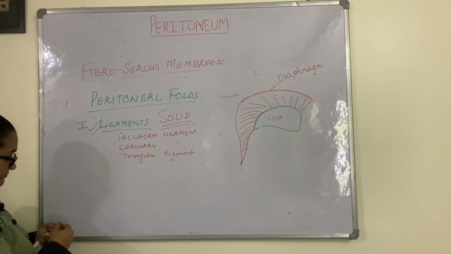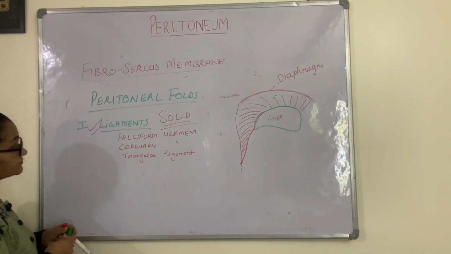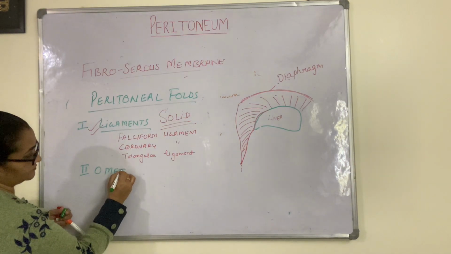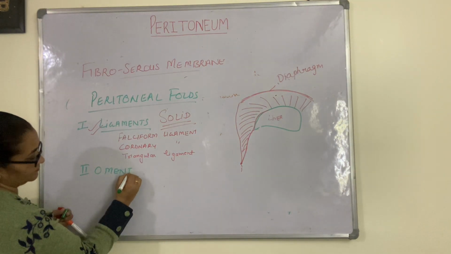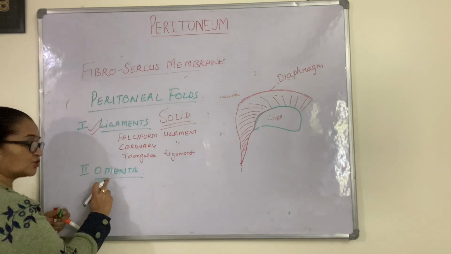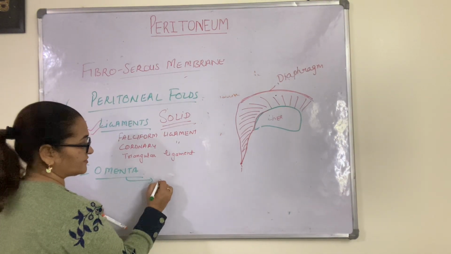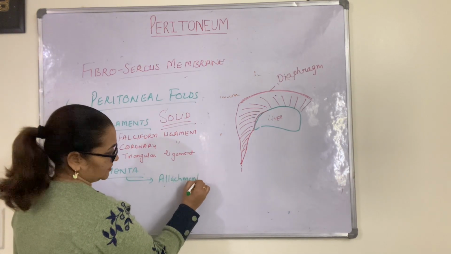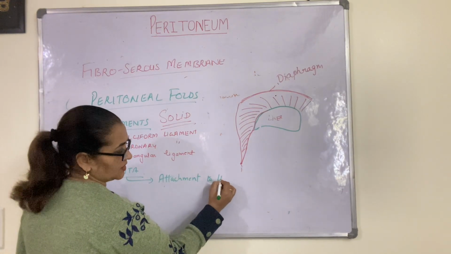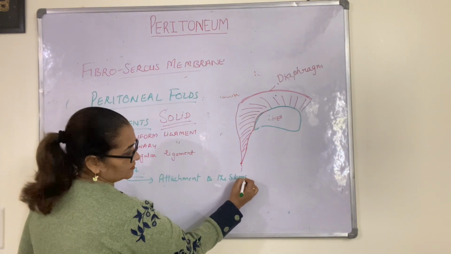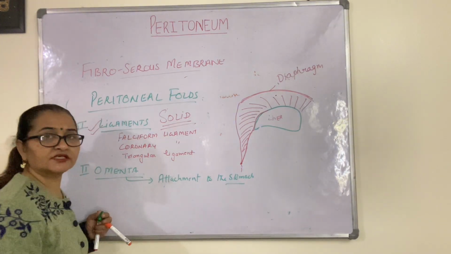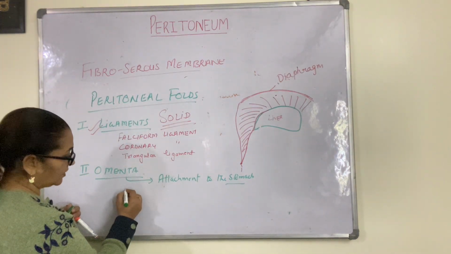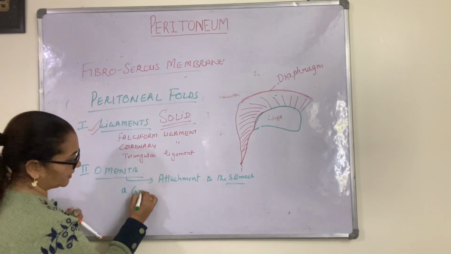omentum. The word omenta is for stomach. It is giving attachment to the stomach. With this, the stomach is attached to the various structures. So what are those? Omenta, that is, number one is the greater omentum.